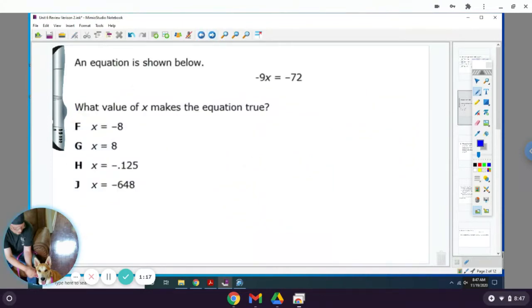2. Which of the values makes the equation true? So you have negative 9x equals negative 72. So you draw your line. Since that negative 9 is being multiplied, you're going to do the opposite and divide both sides by negative 9. So these cancel out. Negative 72 divided by a negative 9 comes out to a positive 8. So the answer is G.